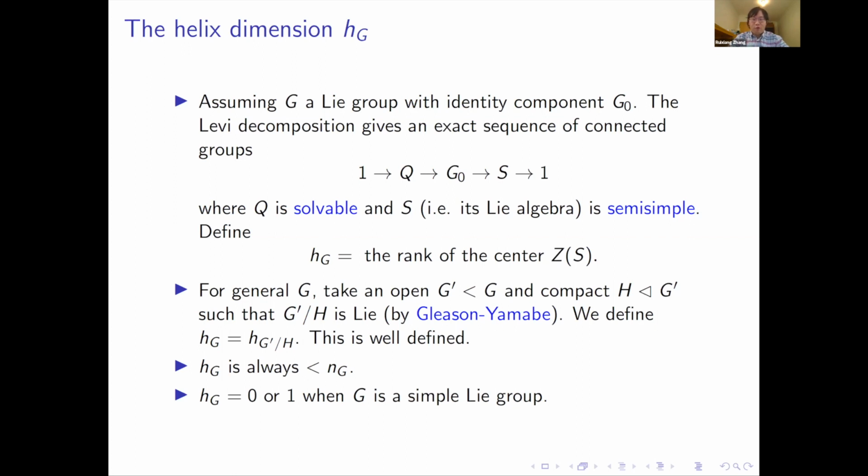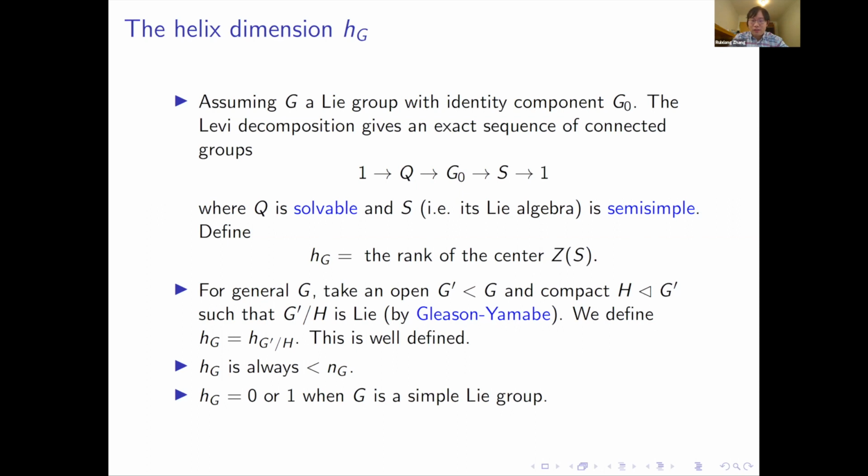We call it the helix dimension because the universal covering of SL2, or any group with H not equal to 0, might look like a helix. That's the simple reason why we call it. So for general G, you use Gleason-Yamabe to go to a Lie group, and you define the helix dimension to be the helix dimension of that Lie group.